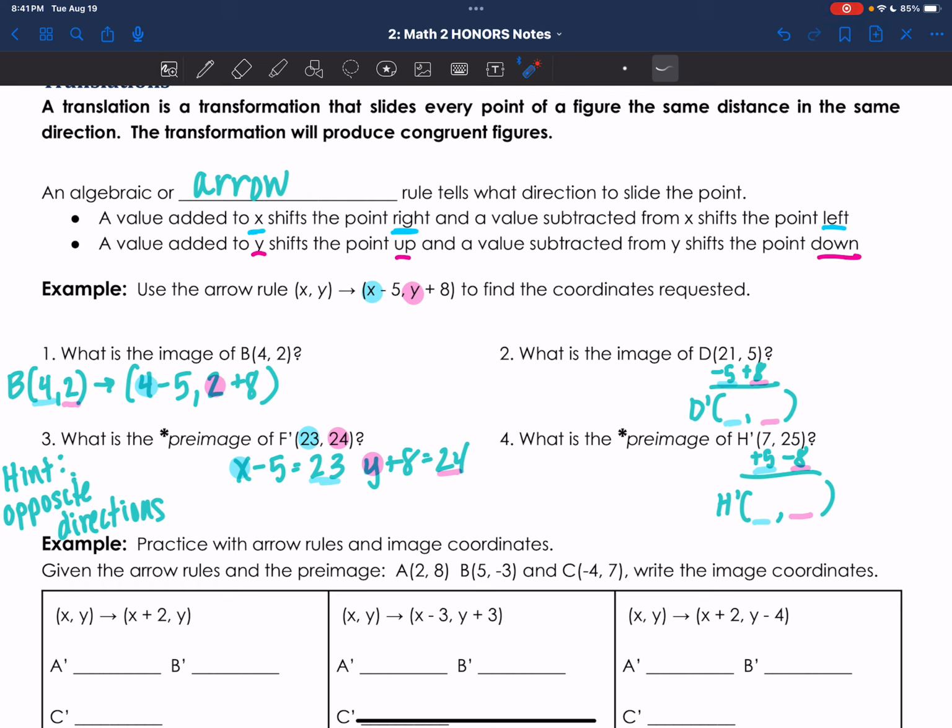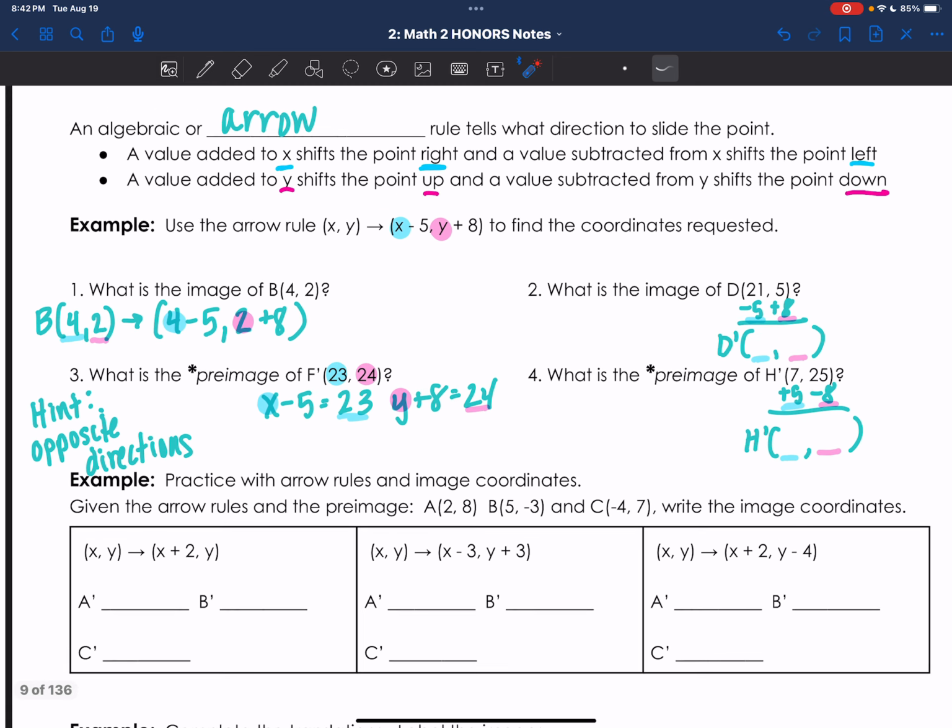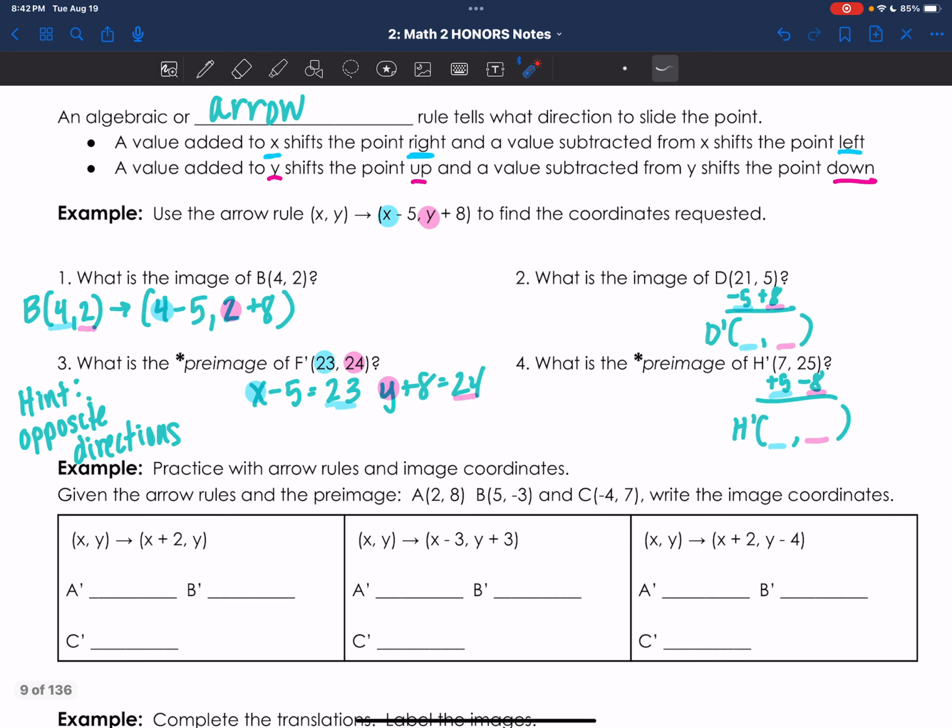All right, so we're going to use this arrow rule. So (x, y) results in x minus 5 and y plus 8 to find the coordinates requested. All you got to do is take whatever your x is and substitute it in there, which is what I did right here. And then you take whatever your y is, which would be 2, and substitute it in there. And once you get that, then you can get B prime.